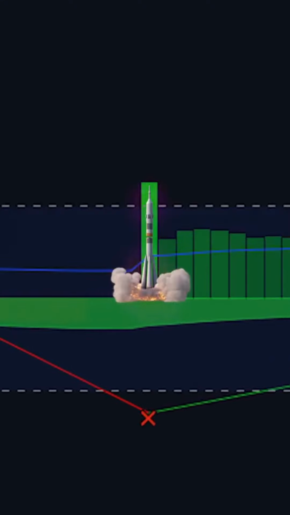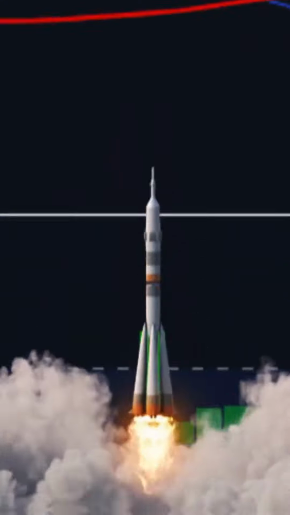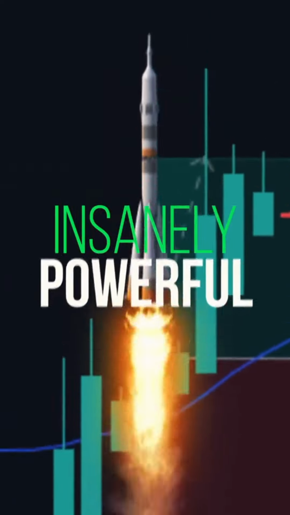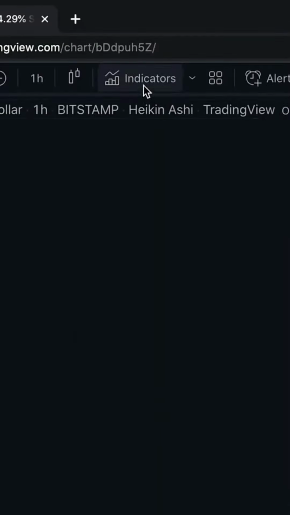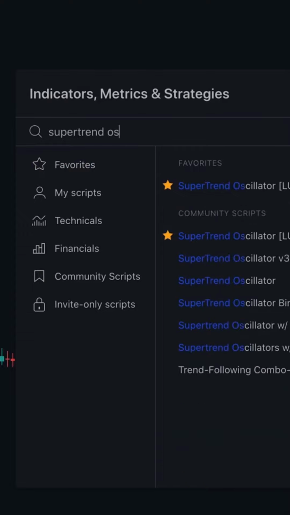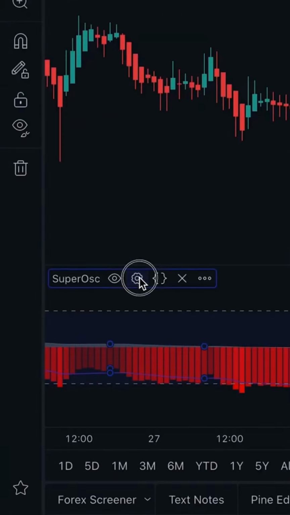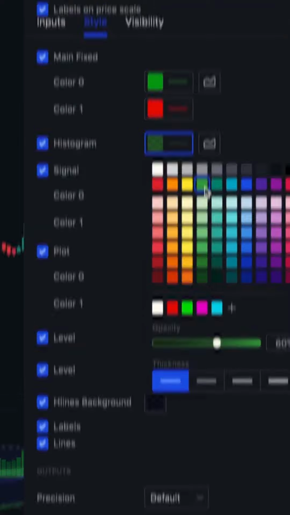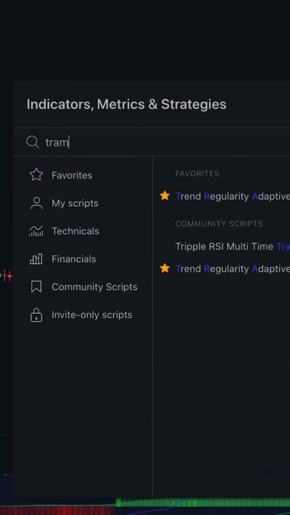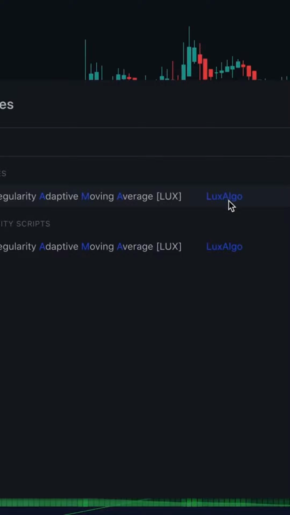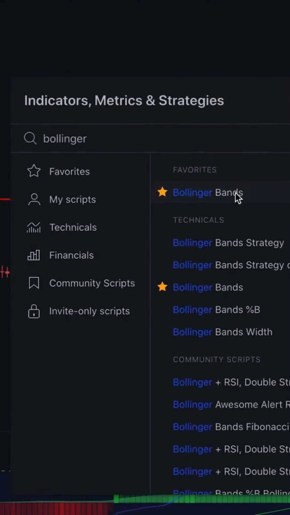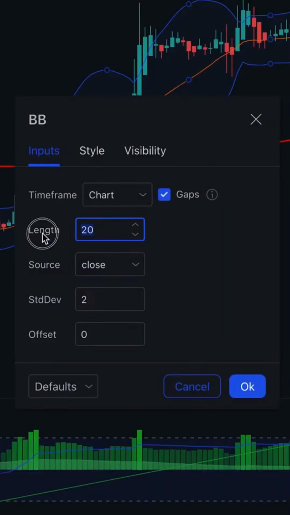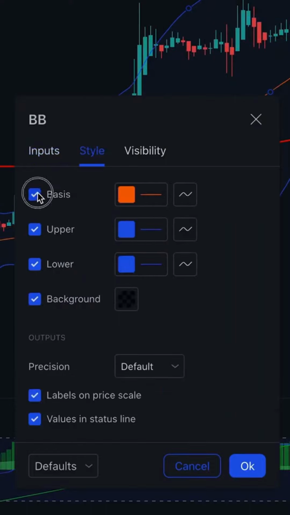I tested this trading strategy 100 times and found it to be insanely powerful. To do this, just go to TradingView, then click the Indicators tab and search for Super Trend Oscillator. Go to the settings of the Super Trend and change the multiplier to 3, and then change the histogram to green. Then you're going to add another indicator called the trauma. Click on this one by Lux Algo. Finally, we're going to add the Bollinger Bands. Go to the settings and change the length to 50 and turn off the basis and background.